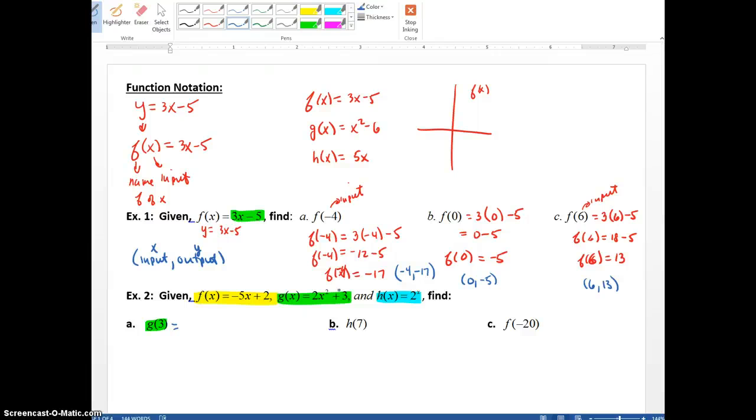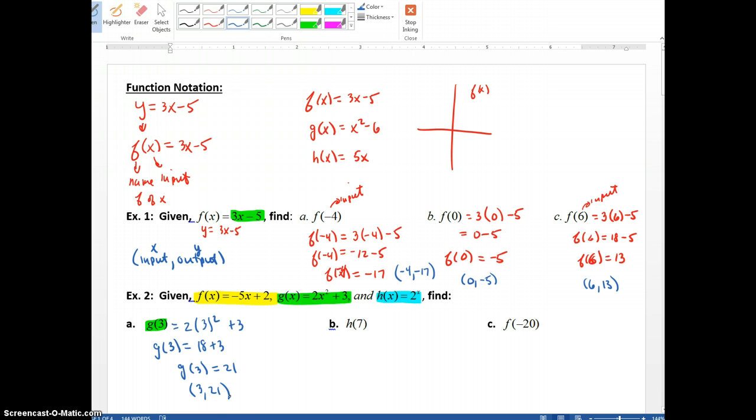Remember, make sure you always plug it in your calculator using parentheses. So we plug in 2 times 3 squared plus 3. Now you can plug this in your calculator and evaluate it, or do order of operations. 3 squared is 9. 9 times 2 is 18. 18 plus 3 gives me g of 3 is equal to 21. If I had to write an ordered pair here, input 3, output 21.